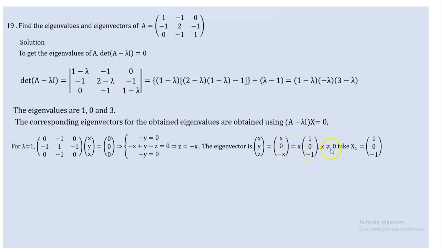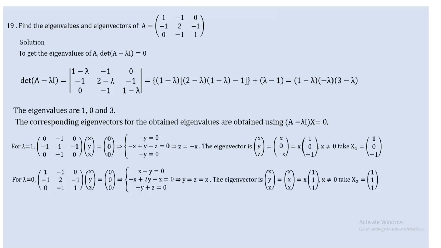So x needs to be different from 0 because you are looking for a non-trivial solution. So every other vector is obtained by taking a multiple of this vector. So x1 can be 1, 0, minus 1. So your eigenvector can be the vector with components 1, 0 and minus 1 for lambda equals 1, right? Now we're not finished yet. We do have two other eigenvalues.